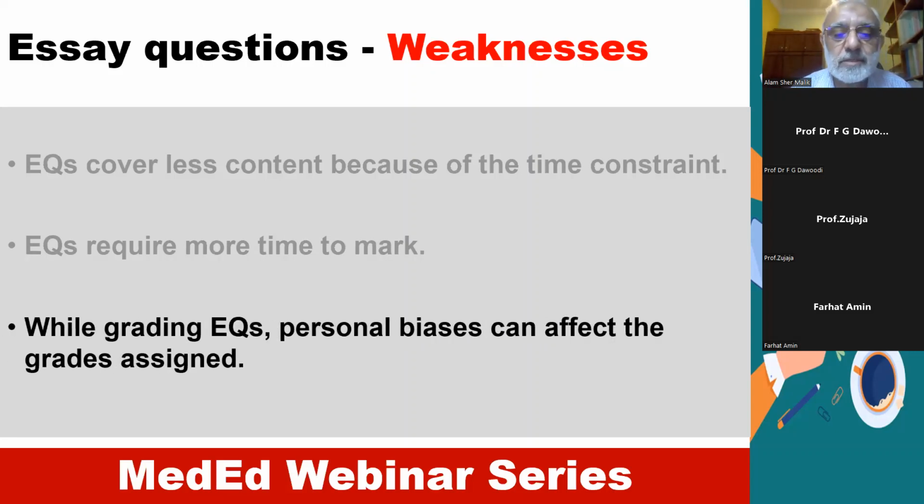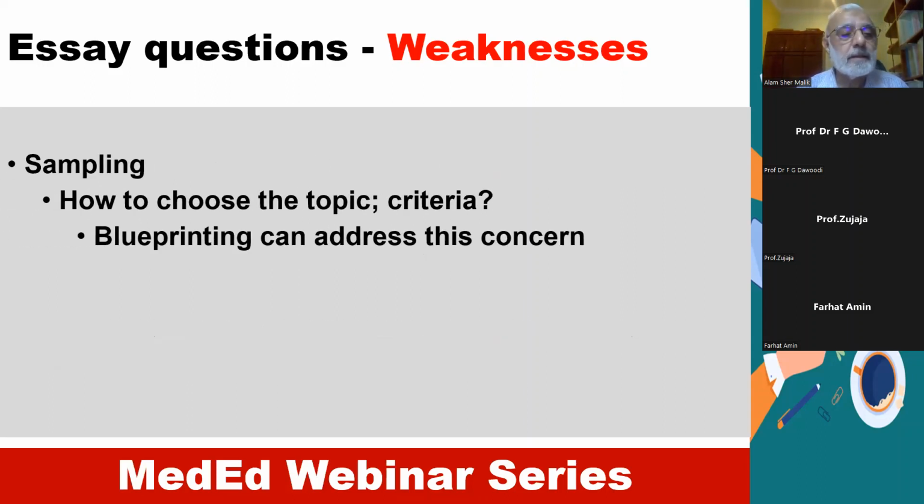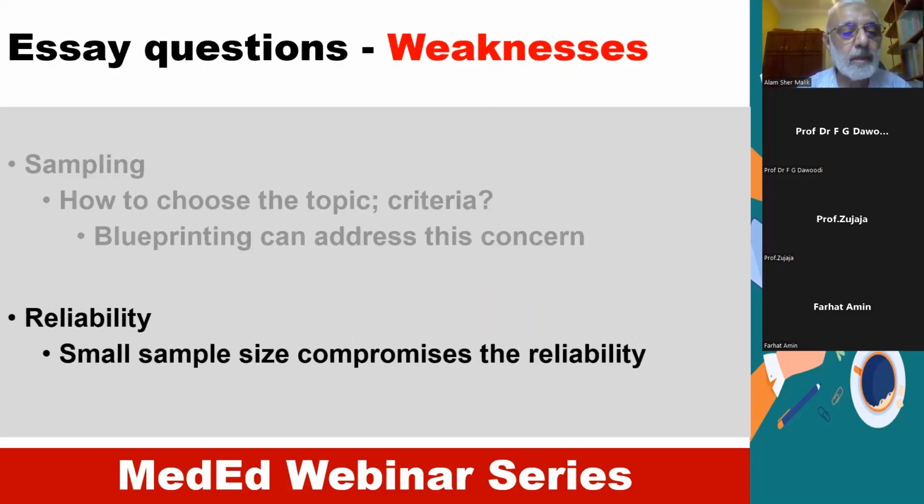While regarding essay questions, personal biases can affect the grades assigned, and this is a big issue, and we will be talking about how to reduce personal biases in marking essay questions. Sampling which topic to select for essay questions is another concern. So blueprinting can address this concern. And the reliability, because the sample size is small, may be compromised.